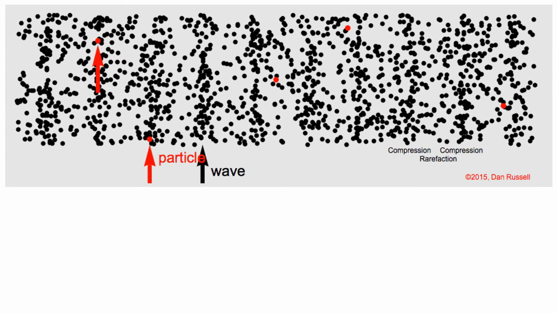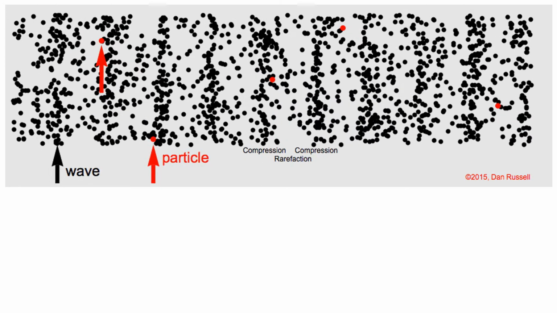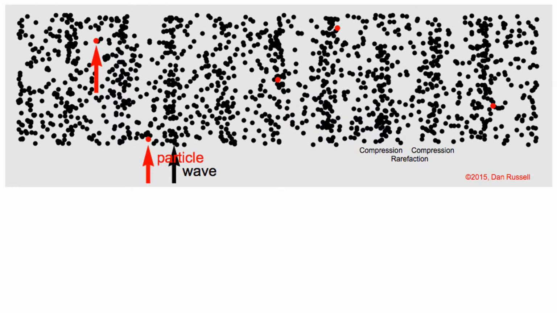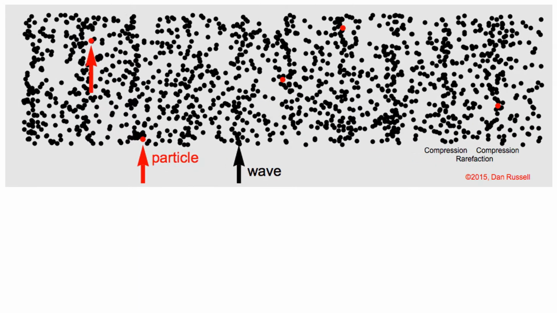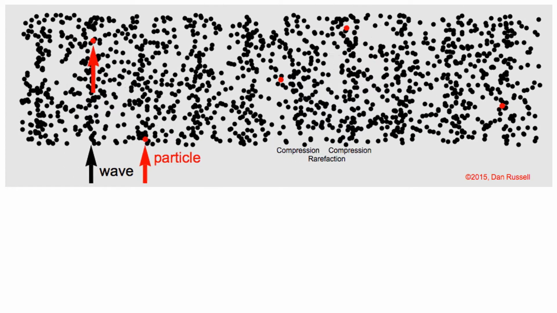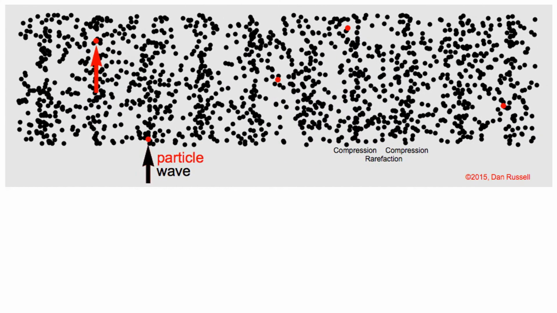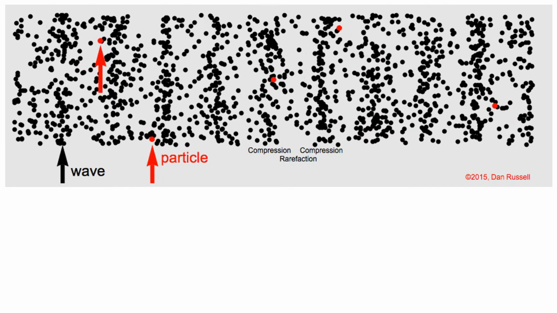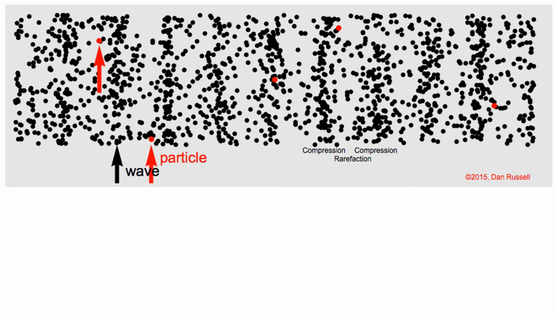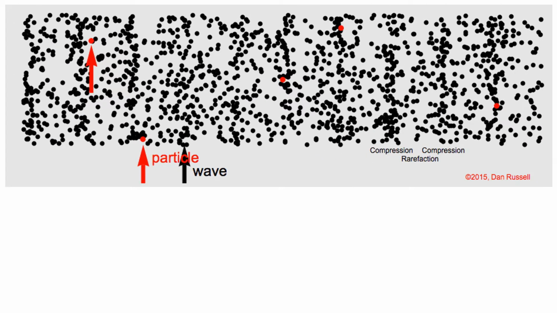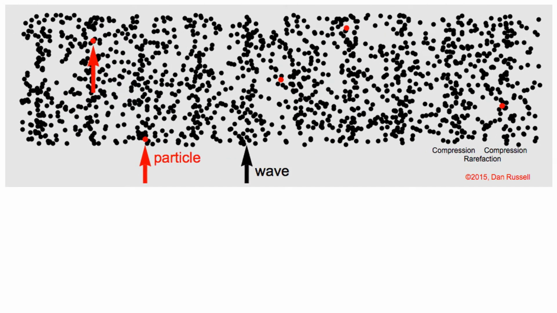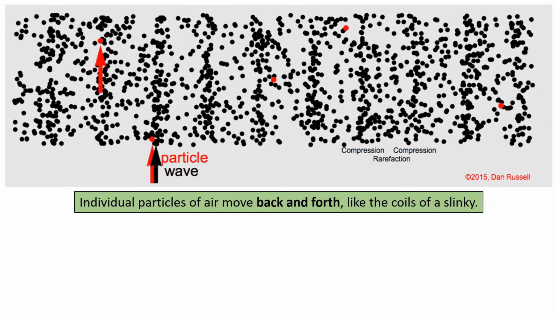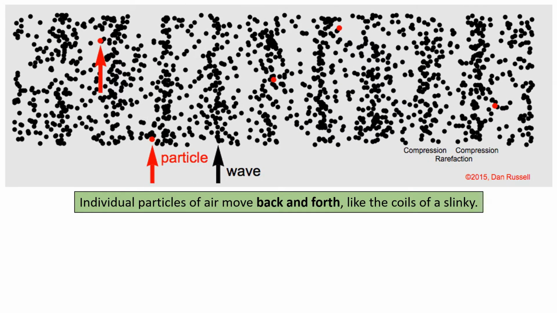And it's not an optical illusion. Even if you pick any of the other black molecules, you can see that they too are just moving back and forth. So the molecules don't move from place to place. The energy or the disturbance, the wave, moves from point A to point B, not any of the individual particles themselves. And of course you can see the compressions, the rarefactions, the places where there's high density and low density. So again, the individual particles of air are moving back and forth like the coils of a slinky.